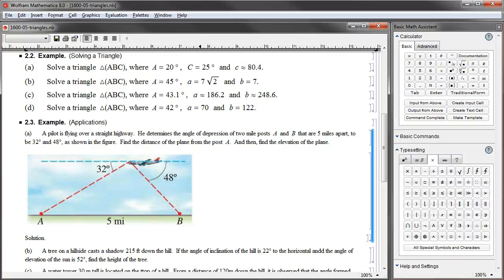Here's one such example. A pilot is flying over a straight highway. He determines the angle of depression of two mileposts A and B that are 5 miles apart to be 32 degrees and 48 degrees as shown in the figure. Find the distance of the plane from the post A, and then find the elevation of the plane.